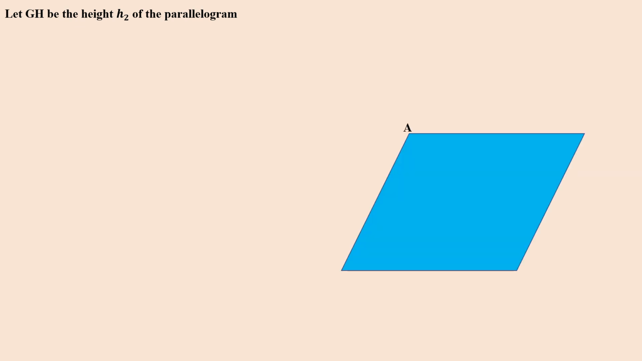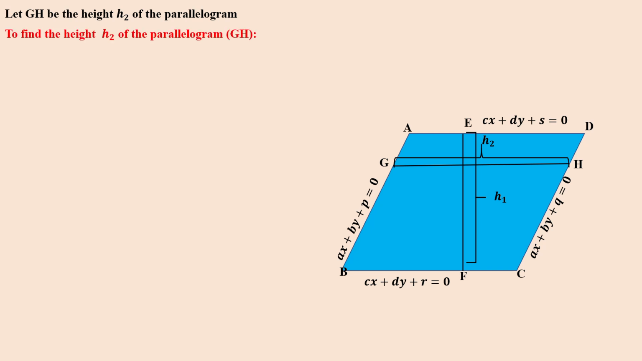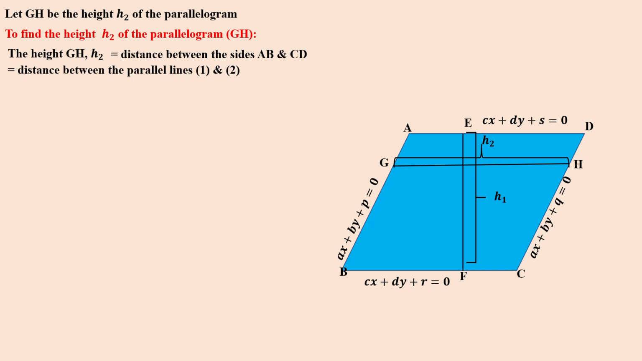Next, let GH be the height h2 of the parallelogram. So we are taking the horizontal height, right? The horizontal distance is also a height. So this is ABCD, the given parallelogram. This is EF, the vertical height h1. Then this is GH, the horizontal distance, that is h2. To find the height h2 of the parallelogram, GH, that is nothing but the distance between the lines AB and CD. These are opposite sides, parallel sides, right? So the lines are parallel. So that is equation number 8.